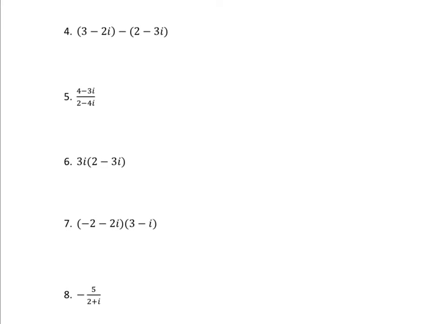More examples. We're just going to go back to easy ones. Let's subtract some stuff. Alright, combine the like terms. 3 minus 2 is 1. -2 plus 3, remember, minus -3, is plus i. So 1 plus i. Final answer.